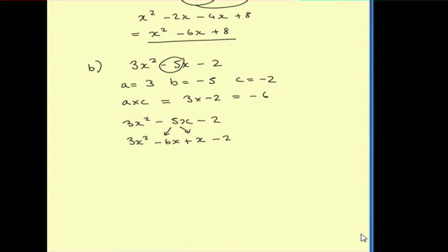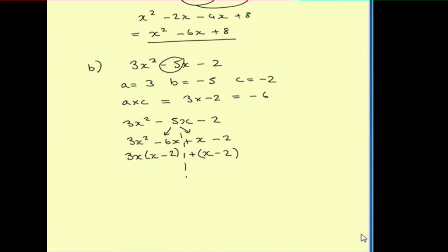Then what we need to do, we need to partition it, factorise each side. So the highest common factor here is 3x. So it's 3x brackets x minus 2. And then we've got plus x minus 2 here. So we've got a repeated factor.